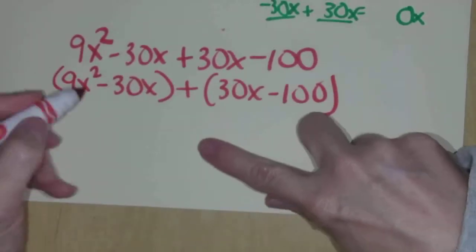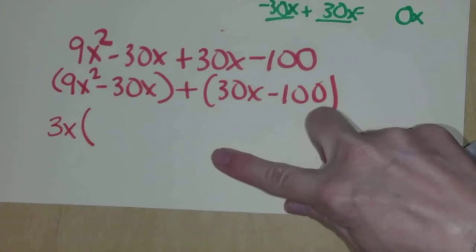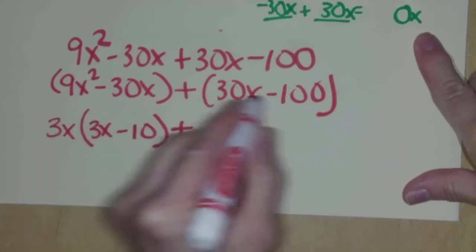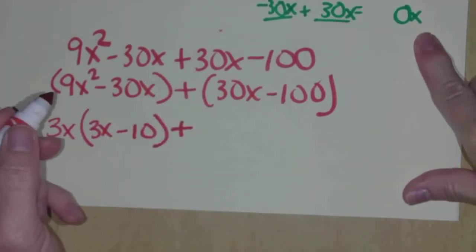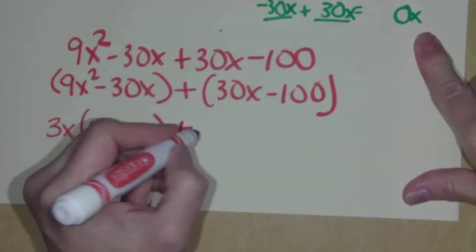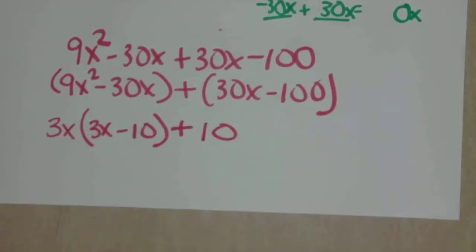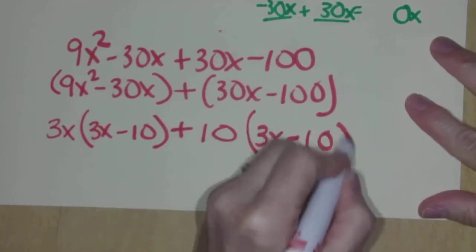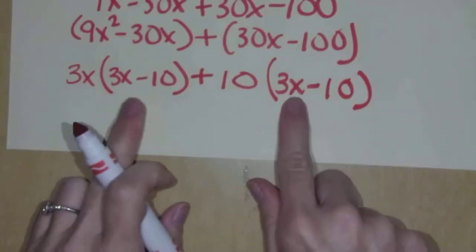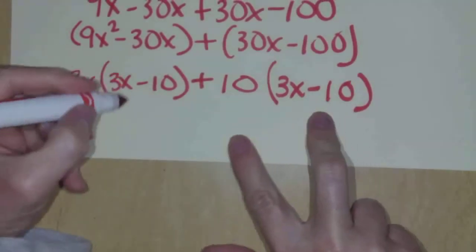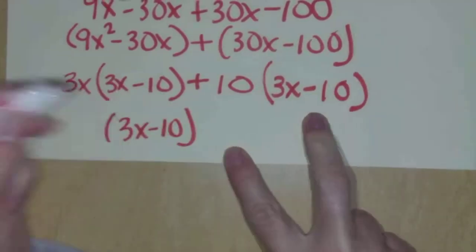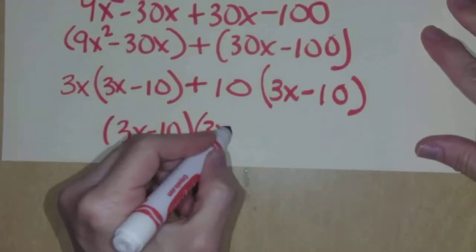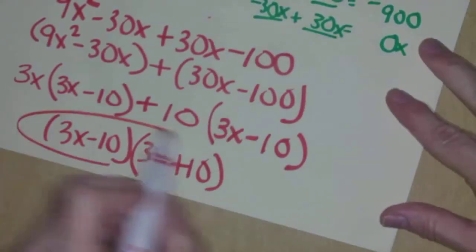GCF up front is going to be 3x. It's going to leave me with 3x minus 10. Here, looks like it's going to be 10 as my GCF. 10 is the biggest number that goes into both 30 and 100, and it'll leave me with 3x minus 10. And so you see the commonality here, 3x minus 10, 3x minus 10, and what's left over is this 3x and the plus 10. And that's my answer to this problem.